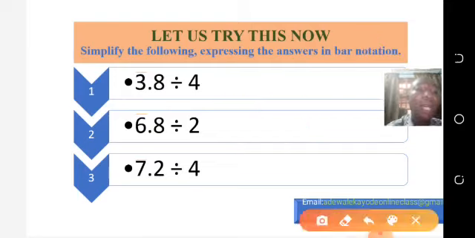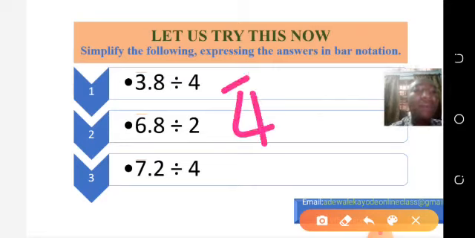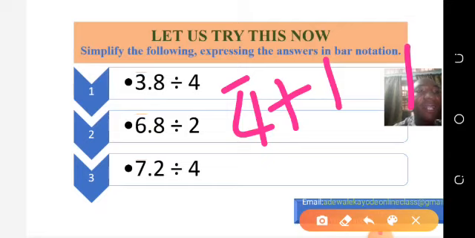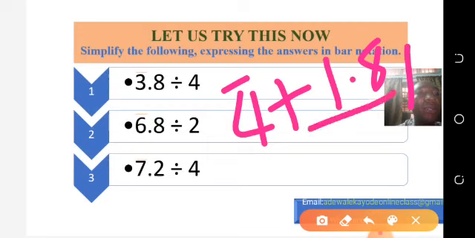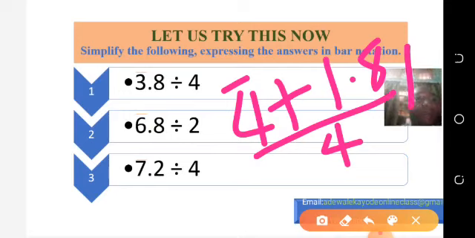Let's see. How can we do that? That will be what? Bar 4 plus 1. Bar 4 plus 1. Good. Bar 3. Okay. That's point what? 0.8 to be divided by what? By 4. Let's divide that now. 4 divided by bar 4. Good. Bar 1 plus 4 divided by 1.